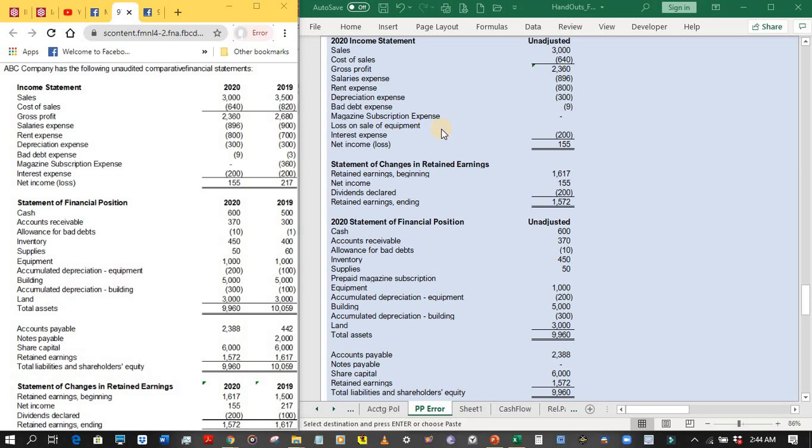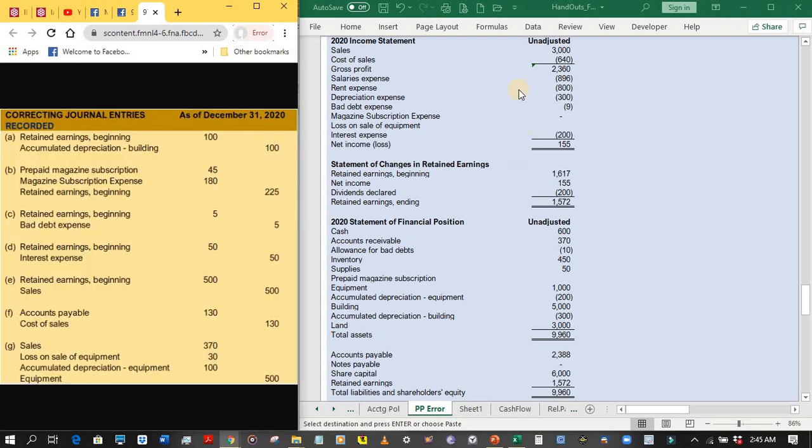Then in the 2020 Statement of Financial Position, I've added another row for prepaid magazine subscription because again in our correcting journal entry, the prepaid magazine subscription is recorded. That is why it will be presented in the adjusted statement of financial position. Then all other accounts were taken from the information in the problem.